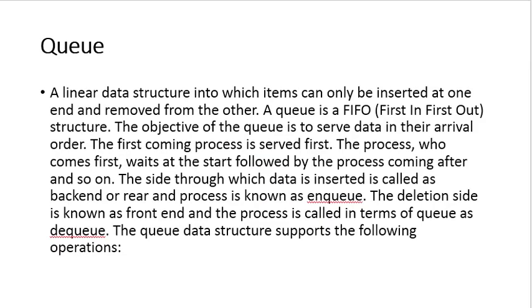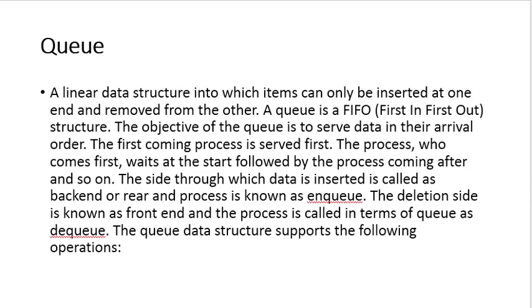So what is a queue? A queue is a linear data structure into which items can only be inserted at one end and removed from the other end. If you are comparing the queue with the linked list or the stack, you can say that it is that type of data structure in which we insert a node at one end and remove nodes from the other end.